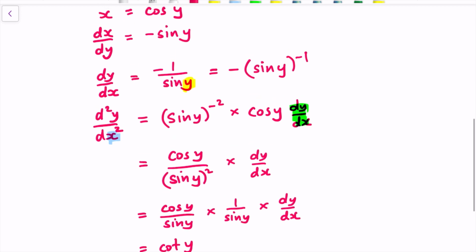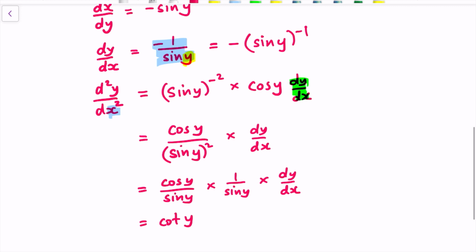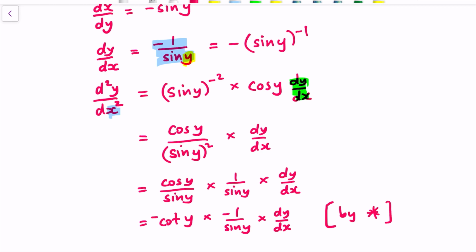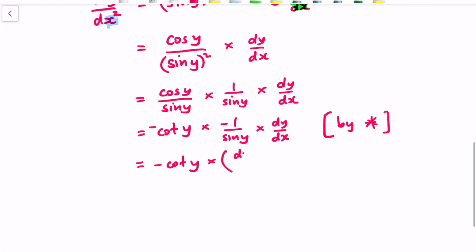1 over sine y, well, that was the first derivative, well, almost the first derivative, right? It was minus 1 over sine y. But the thing we're going to prove has got a minus in the front, so we can pull that minus out the front and then times by negative 1 over sine y times dy/dx, and then maybe make a note of it, something like by star, and we put a star next to the first derivative, and therefore it equals negative cotan of y times dy/dx all squared. Proven.